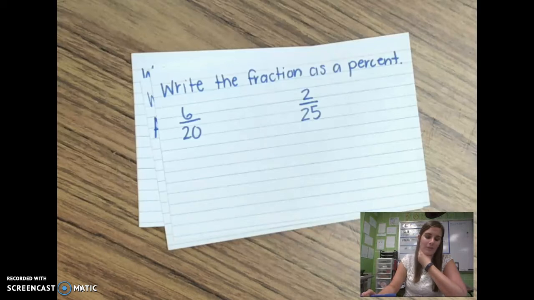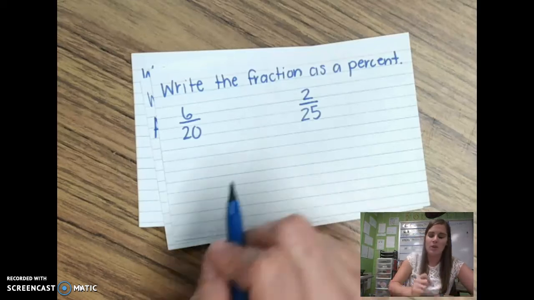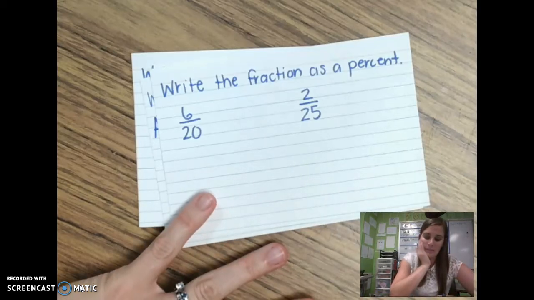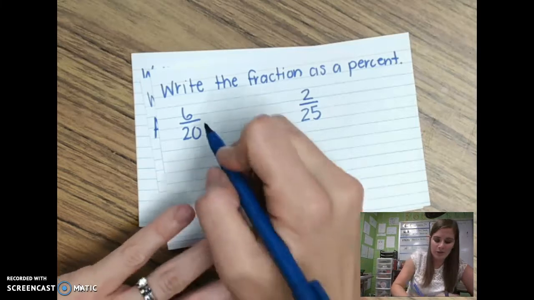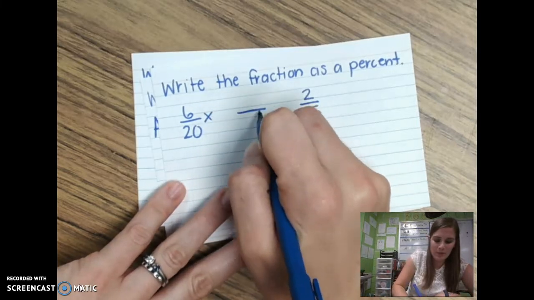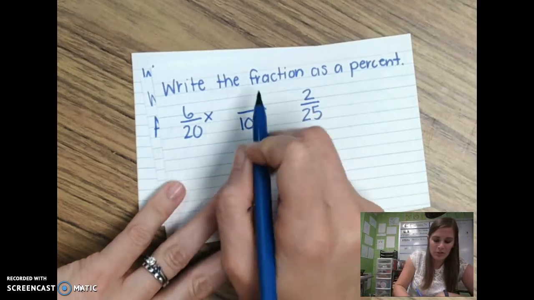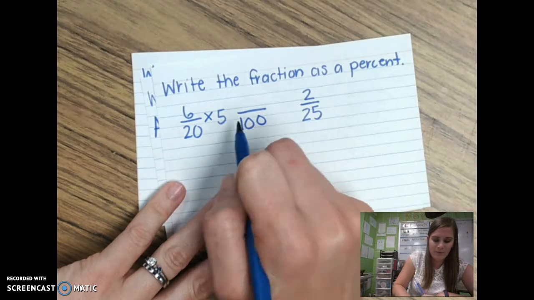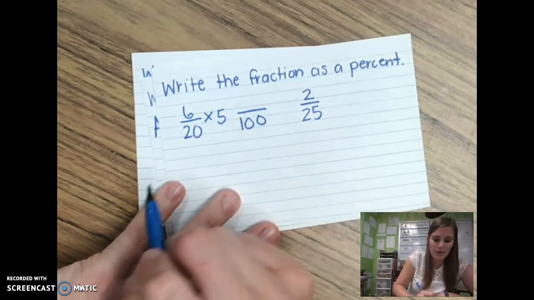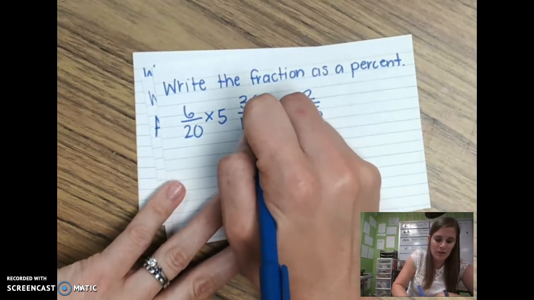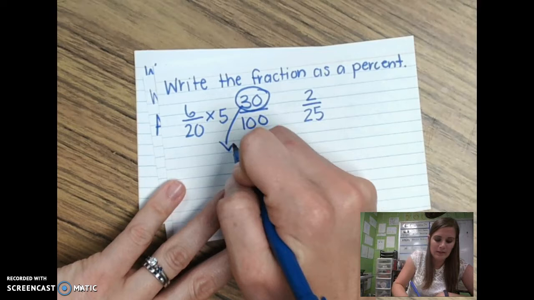Our next one is write the fraction as a percent. Remember, to write a percent, we need to have it out of 100. So I need to make that bottom number 100. To do that, I'm going to multiply by 5. So 20 times 5 is 100. 6 times 5 is 30. So we get, bring that down, 30%.